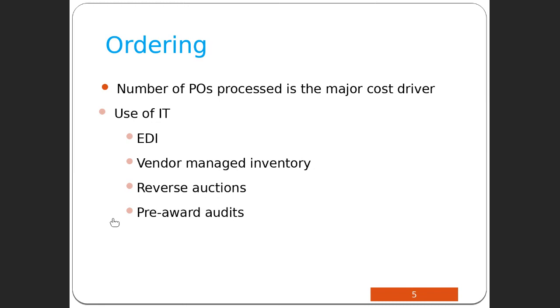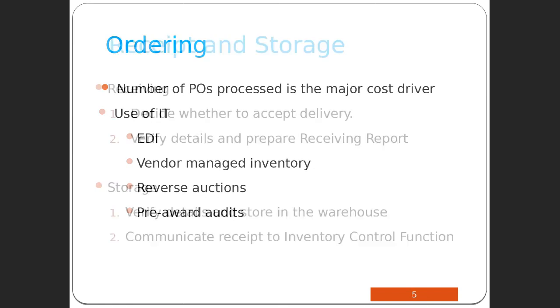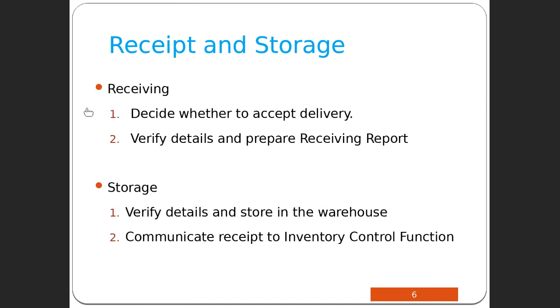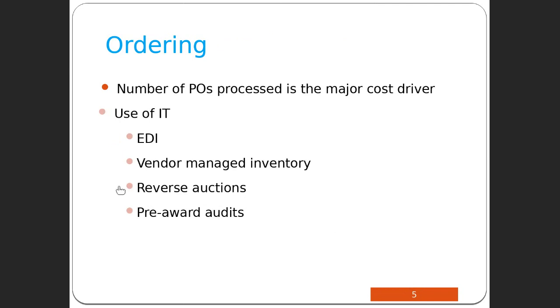Do you understand them? Is it clear to you, the reverse auction and pre-award? All right. Next stage is receiving the goods and storing them. Ali says, no, you don't understand. Is that what you're saying, Ali? Which one do you need me to explain again? Tell me.